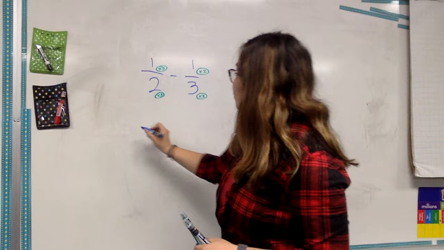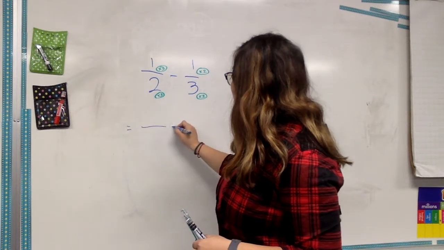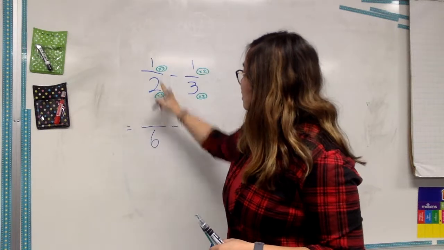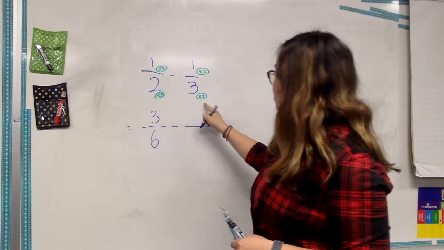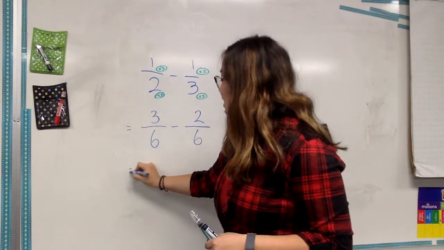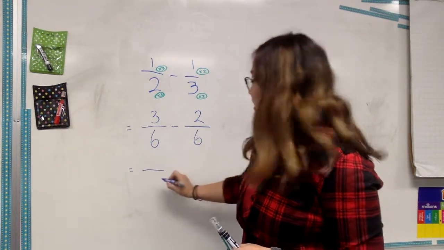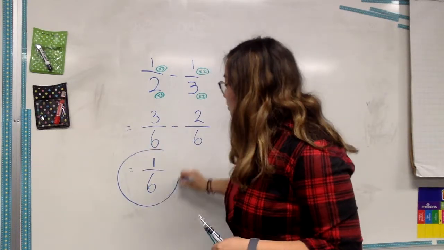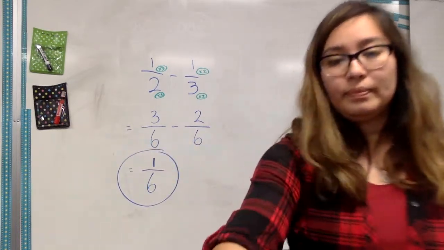I'm going to write my new fraction here. So 2 times 3 is 6, 1 times 3 is 3, 3 times 2 is 6, 1 times 2 is 2, and when I subtract, because they're the same denominator, I can subtract, and 3 take away 2 is equal to 1, so this is my answer.